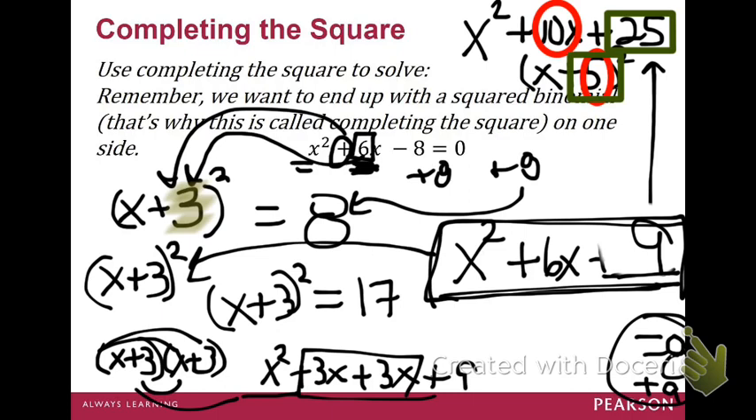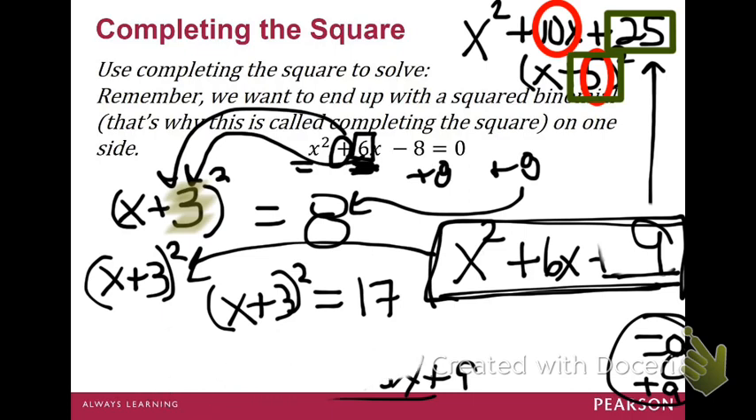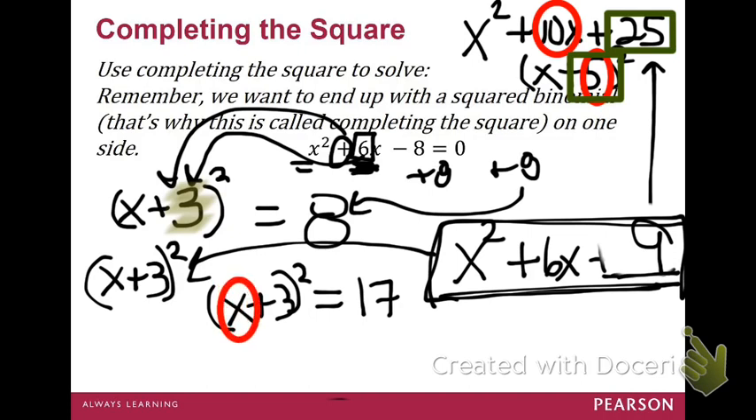Now, I'm not finished yet. I'm not finished yet because I have to get the x by itself. Remember, the whole purpose of this is to find out where my graph is going to cross the x-axis. Let's keep that in your mind, okay? So I need to undo everything being done to this x right here. I'm trying to get this thing by itself. It's being added by 3. It's being squared. So I need to get rid of each of those.